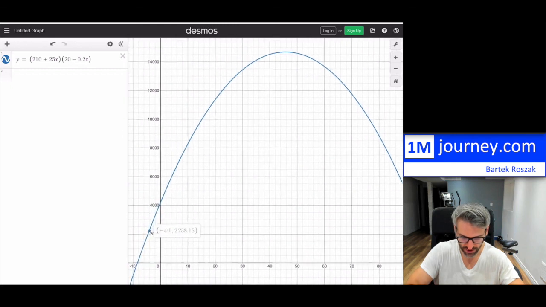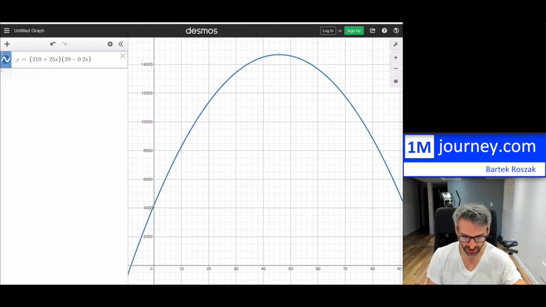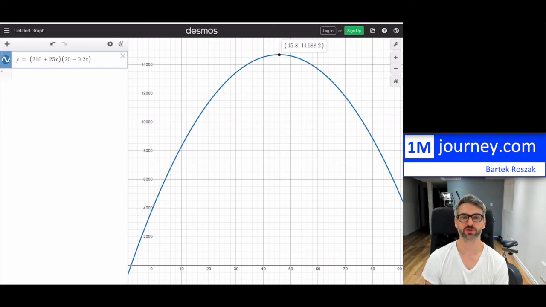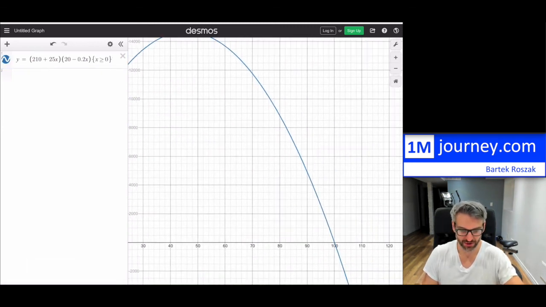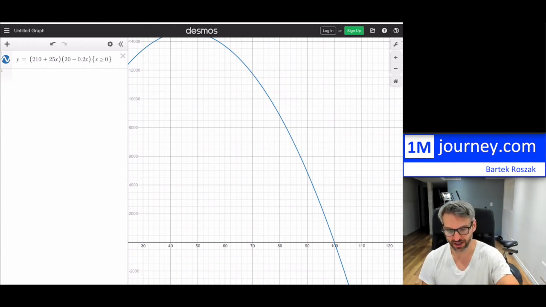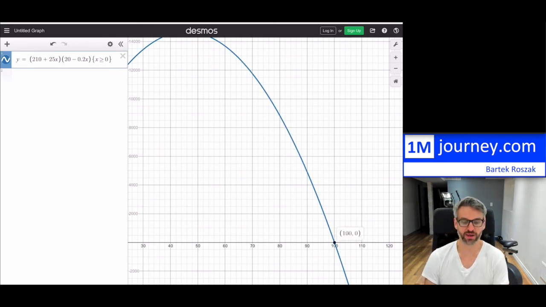And we can stretch this out. Your peak, right there, is 45.8. So your revenue is $14,688.20. That's the maximum, and it is a parabola. Again, we would restrict x, so x would have to be greater than 0. Also notice that we don't want revenues which are negative. So this 100 right here, this zero, is basically it, because here you won't make any more money at all. You're just going to be giving books away.